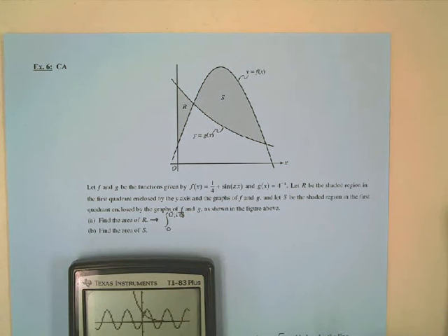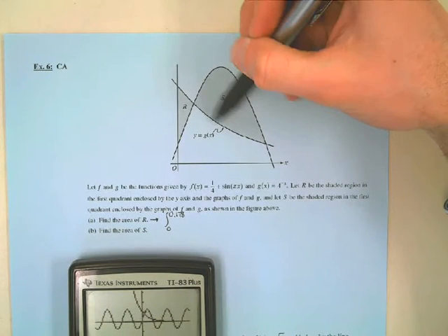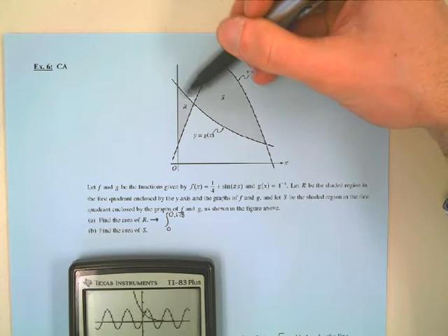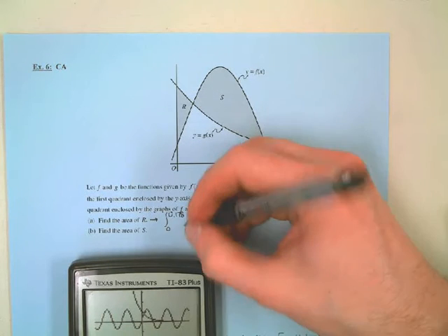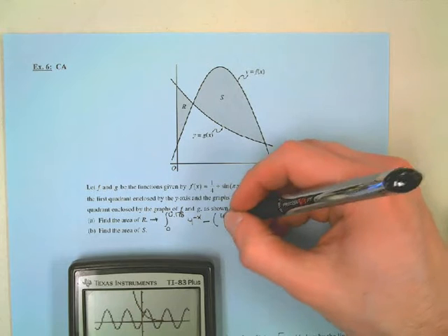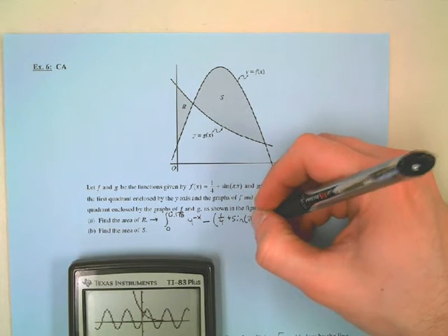Is it going to be g minus f, or is it going to be f minus g? It is g minus f. If you look here, there's g. That's the curve of g. So g is on top for the region R. f is on the bottom. So you could just write g minus f, but I'll go ahead and write the functions in. So it's 4 to the negative x minus the quantity. Please make sure you put parentheses around this. Otherwise, it will be wrong because this minus sign won't distribute like it should.